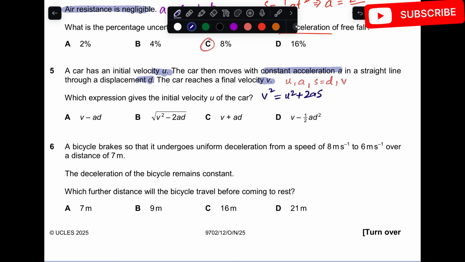Okay, what we have to find an expression for? We have to find for u. So let's make u the subject. The u square is equal to v square minus 2a, s is equal to d, so I can write it as d. And if you want u, you have to take square root on both sides. So u is equal to square root of v square minus 2ad. It's option B, that is correct.